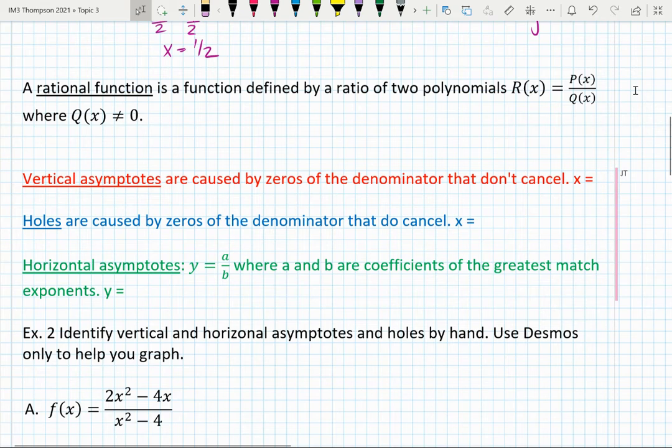So here's the formal definition of a rational function. It's a function defined by a ratio, hence the word rational, of 2 polynomials. So basically, a rational function is equal to a polynomial divided by a polynomial. A reminder, polynomial is anytime you have x to the power of some number, or even just a constant. And the trick here is that the denominator, q of x, cannot be 0. Ever, ever, ever.